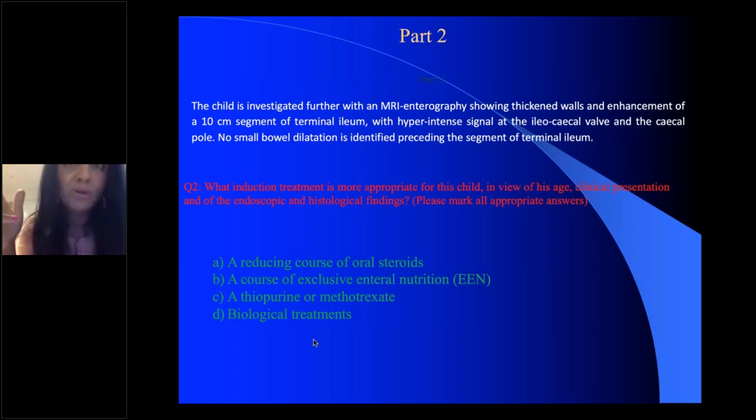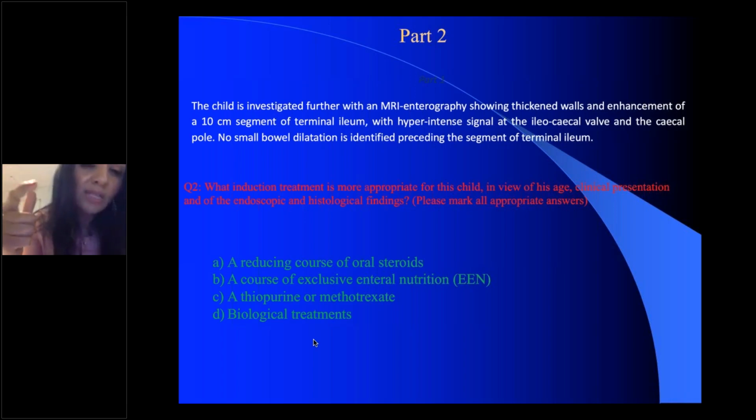A top-down approach, offering biologics as induction treatment, would be justifiable in this case, because this patient is very young. And despite the absence of macroscopic panenteric disease, the child does have growth failure. And while you are considering exclusive enteral nutrition, you would at the back of your mind be thinking, this is quite severe Crohn's, a very long segment of small bowel disease, and actually in the end this child may need a biologic.